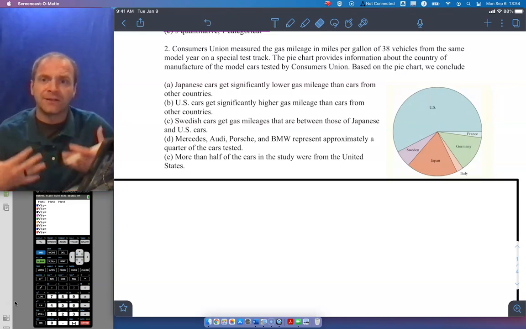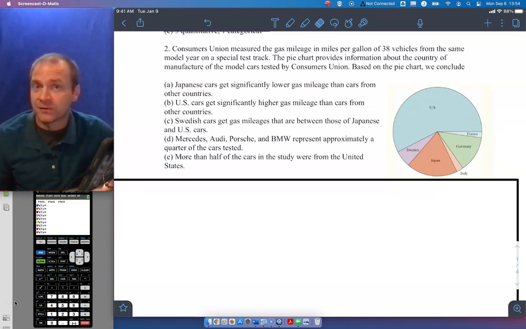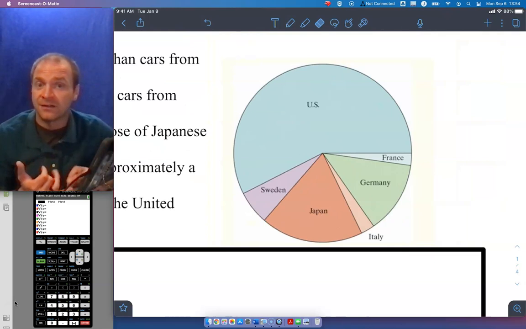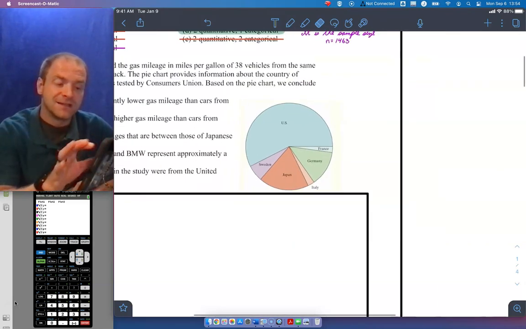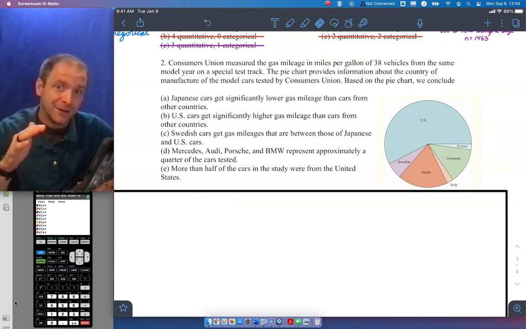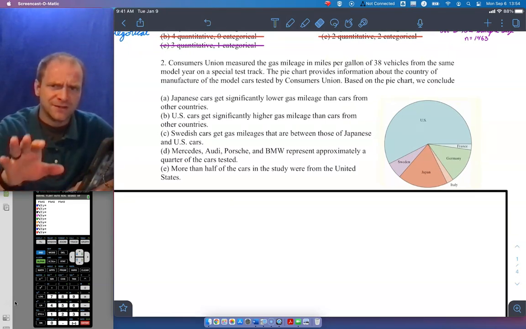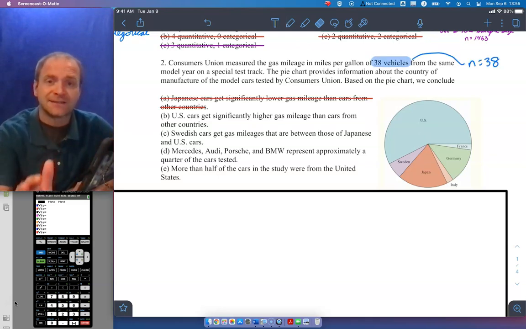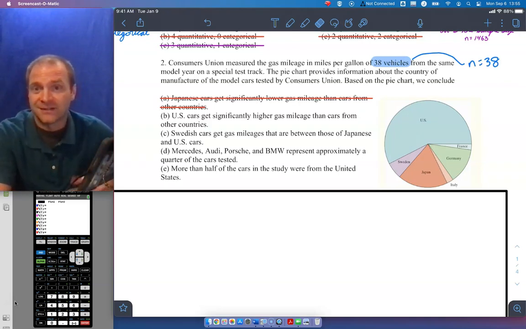You may look at A, and I'm going to cross out A, pretending I'm a student. I'm going to cross out A because if I look at the pie chart, Japan's slice is bigger than Italy, Germany, France, Sweden. So that statement doesn't make sense. As a student, and by the way, this is wrong, I'm going to cross it out because my slice for Japan is bigger than those other countries. Now B: U.S. cars get significantly higher gas mileage than cars from other countries. If you look at the pie chart, it's bigger, so I'm going to leave that one alone.